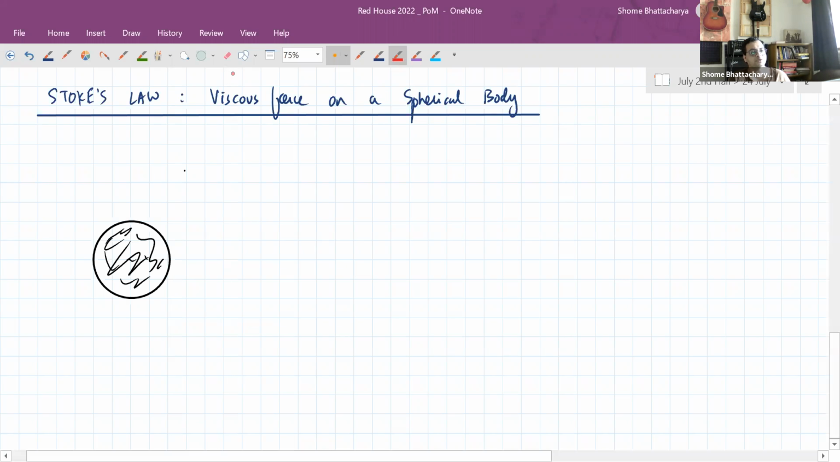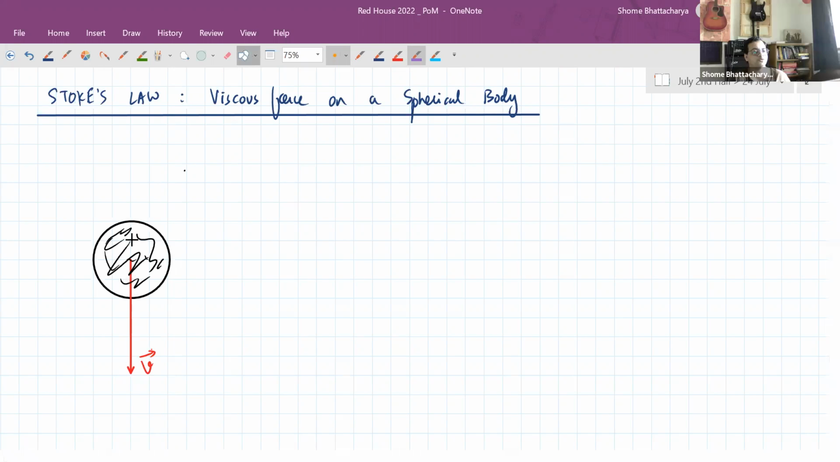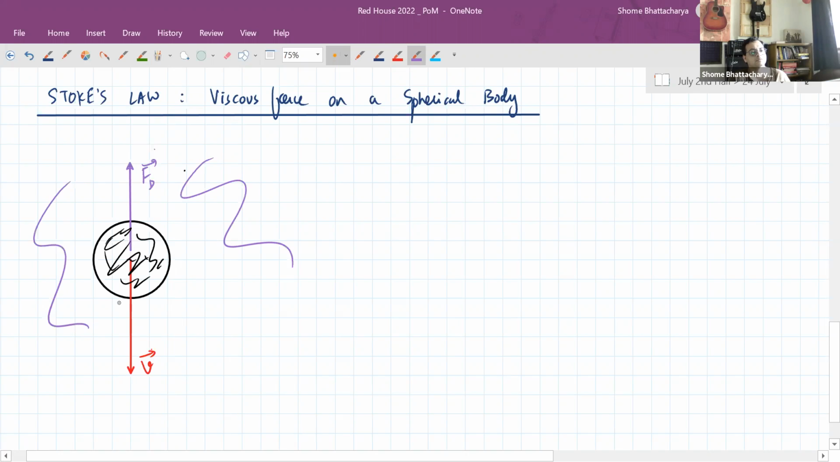Because the outer surface is what interacts with the fluid around it. Okay. So if this is, for example, moving with a velocity v, this will experience a drag force because of the liquid or the fluid around it, which will be exactly opposite as a vector in direction. So this is our viscous fluid.